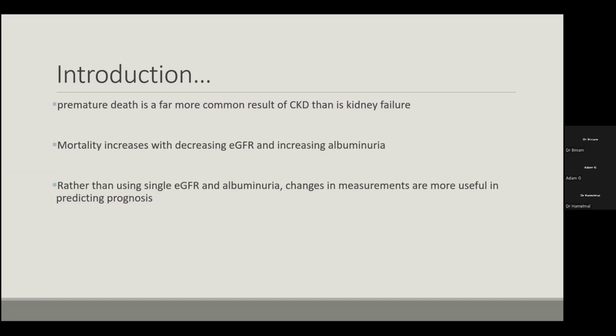So GFR also predicts, for example, patients with stage 4 to 5 CKD have significantly higher mortality than patients with stage 3 CKD. And the same is always true for albuminuria criteria. So we'll discuss that later. So rather than using single GFR and albuminuria, changes in measurement are more useful. For example, we will define what rapid decline means and how to define progression. So the target of CKD management most of the time is preventing cardiovascular death and delaying the progression of CKD. Delaying the progression is important in such patients.